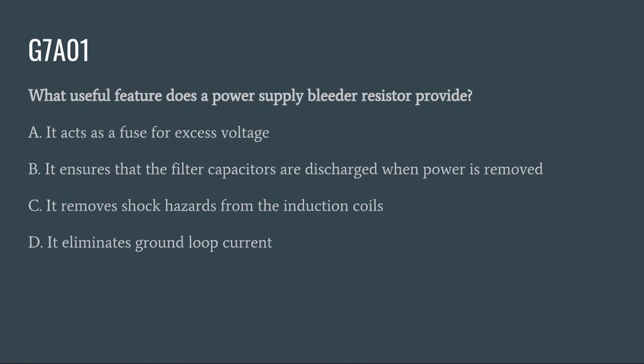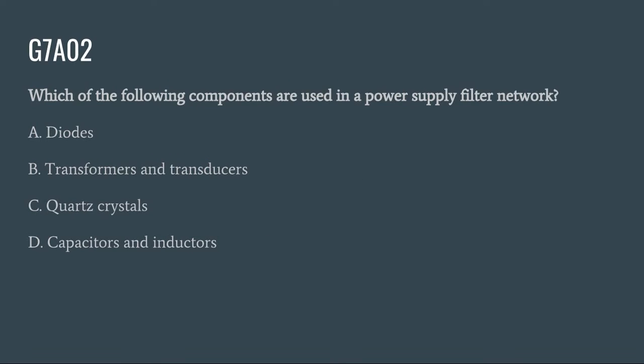G7A01 says, what useful feature does a power supply bleeder resistor provide? A. It acts as a fuse for excess voltage. B. It ensures that the filter capacitors are discharged when power is removed. C. It removes shock hazards from the induction coils. Or D. It eliminates ground loop current. Correct answer here is B.